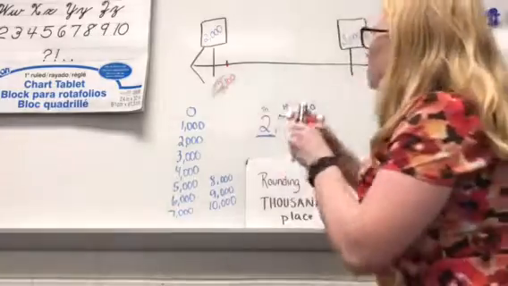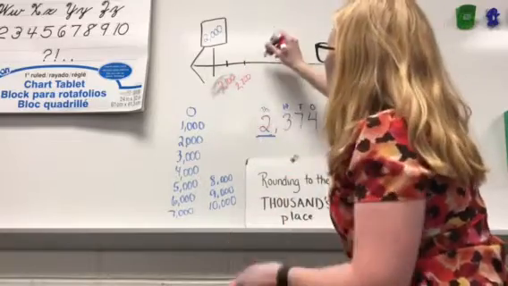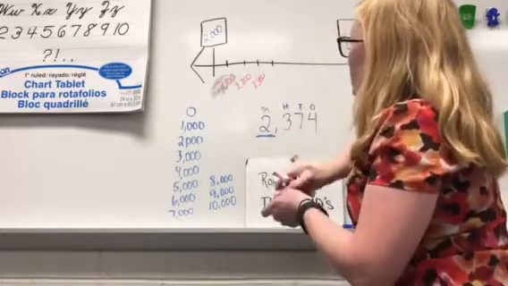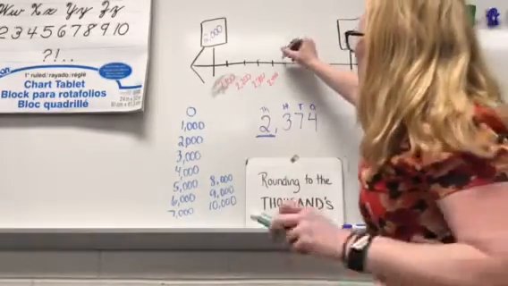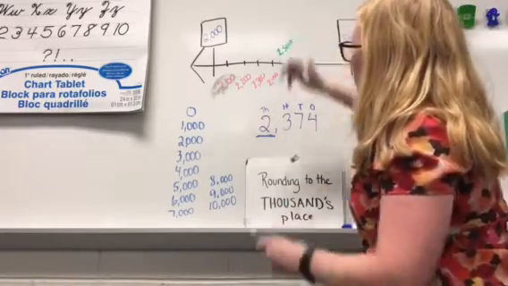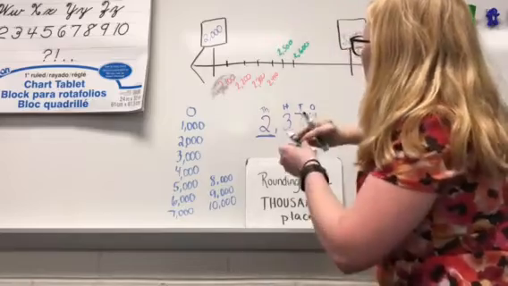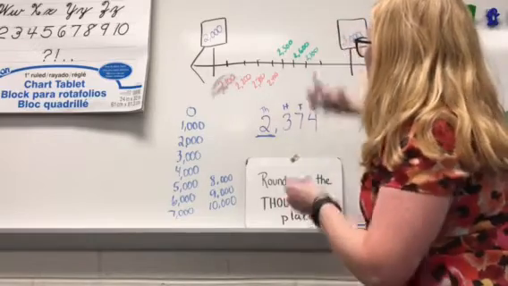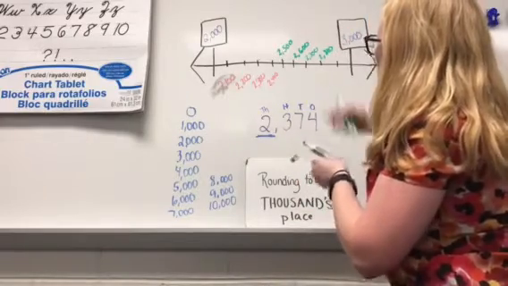2,100. 2,200. 2,300. 2,400. 2,500. 2,600. 2,700. 2,800. 2,900.